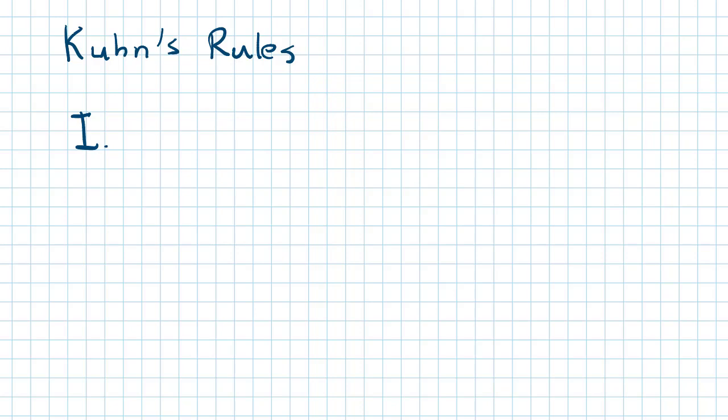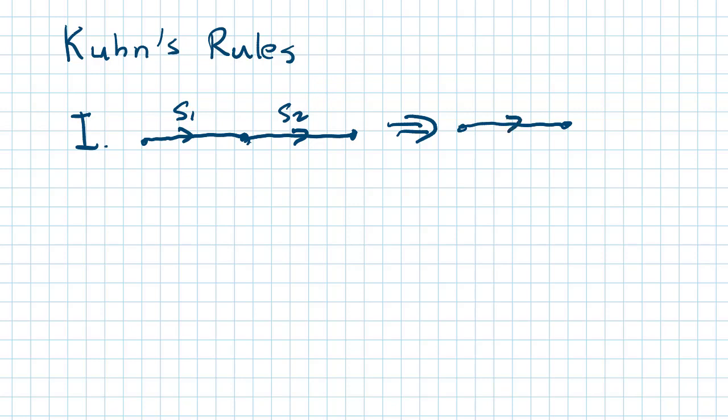So let's say the first one is that if you have a couple of S parameters in series and the arrows are in the same direction, you can combine that into a single branch where the two S parameters are multiplied together. Like that. That seems pretty intuitive.